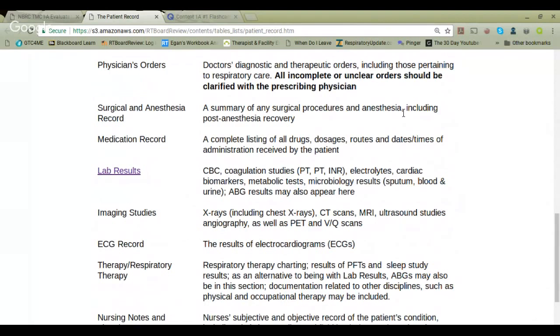That makes no sense to me, but whatever. Medication record. A complete listing of all drugs, dosages, routes, and dates or times of administration received by the patient.